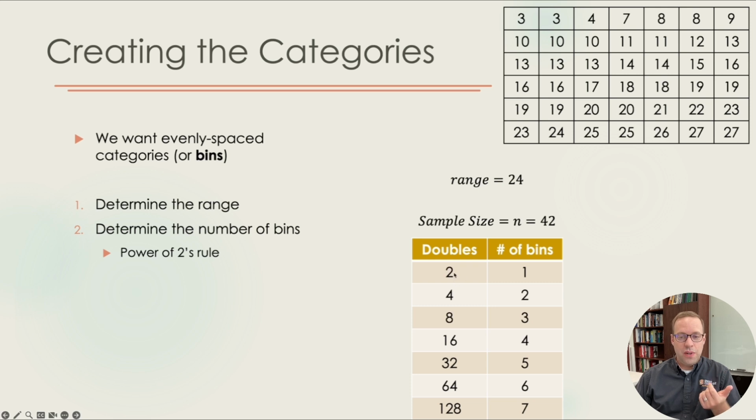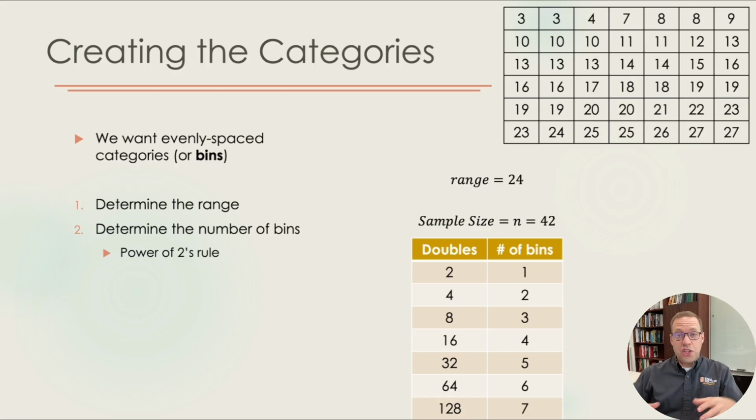We start with 2. That would be 1 bin. Double it. That would give you 2 bins. Double it again. That would give you 3 bins. Double it again, that would give you 4 bins. Double it again, that would give you 5 bins. However many times you have to double the number will be how many bins you have.